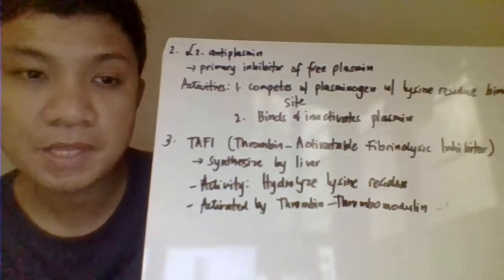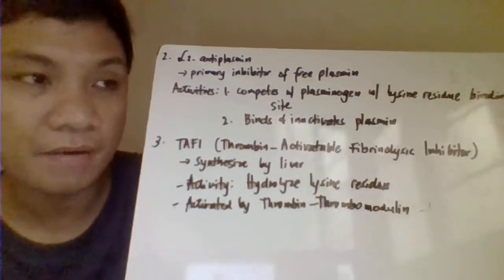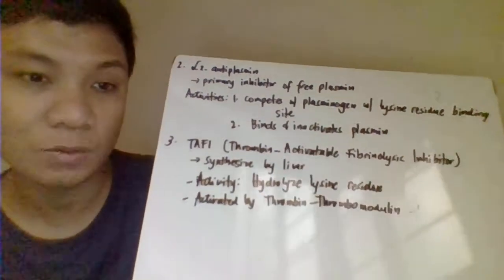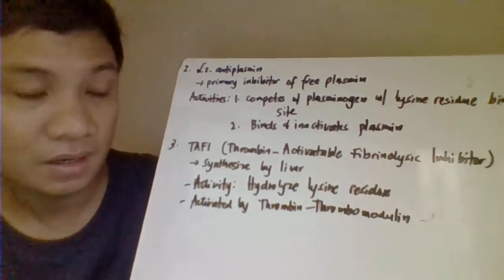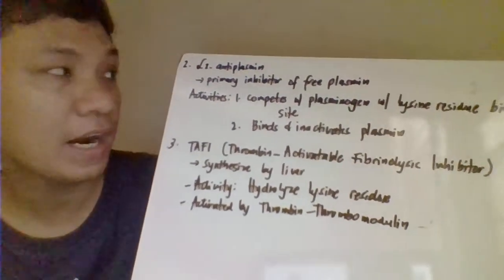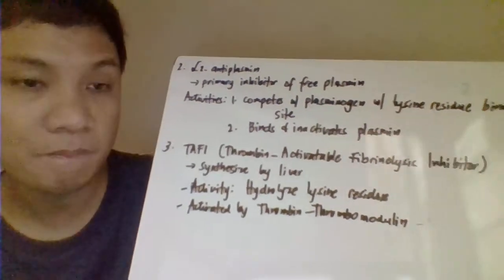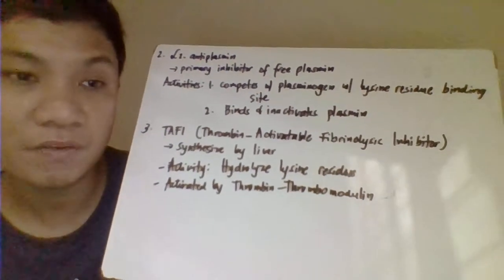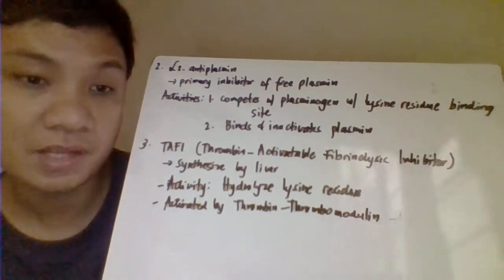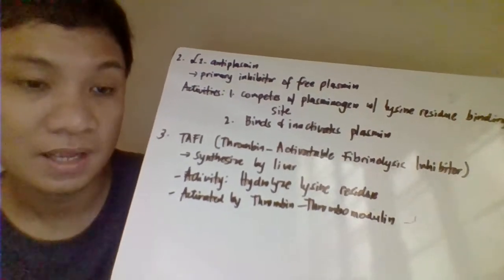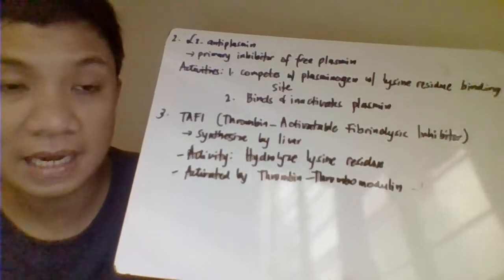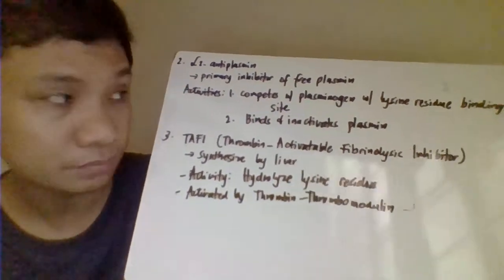Okay, the next inhibitor of our plasminogen, we have your alpha-2 antiplasmin. So basically, this one is directed at your plasmin itself. Okay, so we have here the activity of your alpha-2 antiplasmin. Number one, it tries to compete with the lysine residues of your plasminogen. Okay, and therefore, plasminogen will not be converted to your plasmin because of that. Another one is it could also bind and inactivate our plasmin.